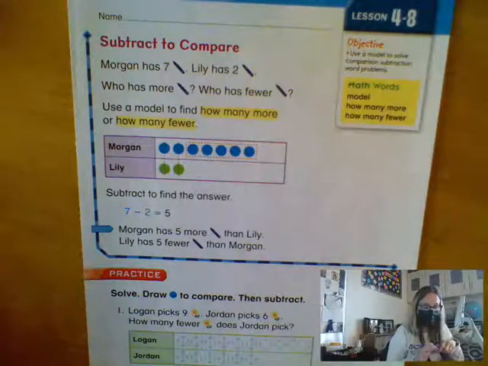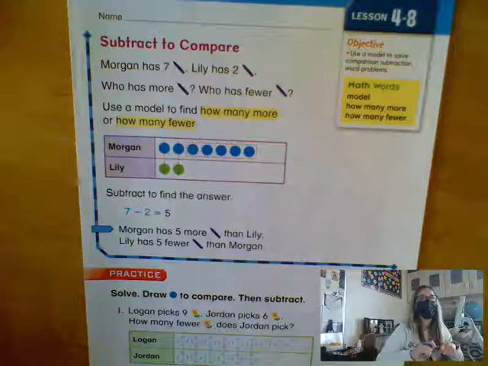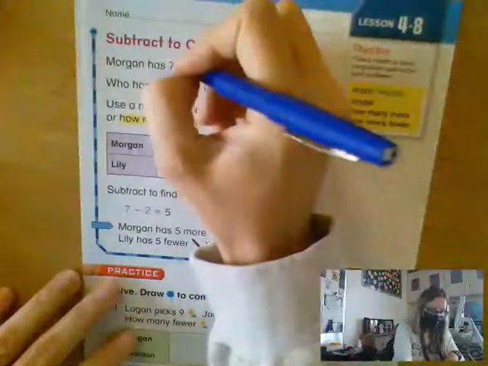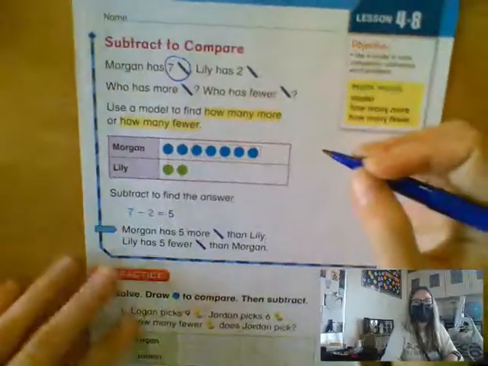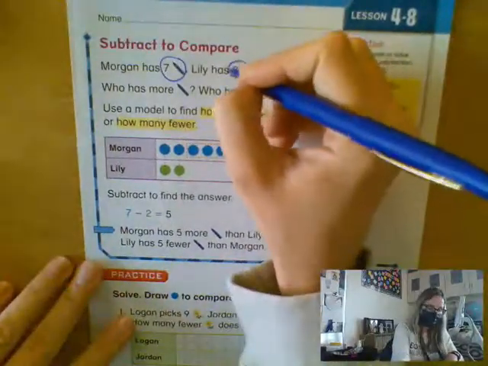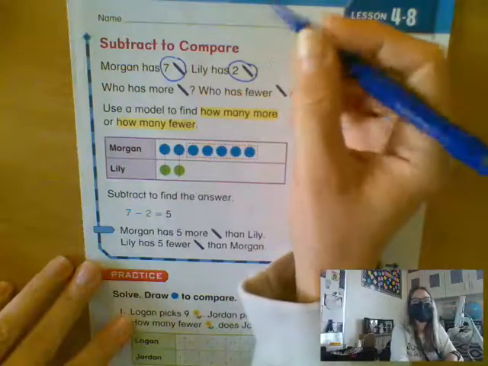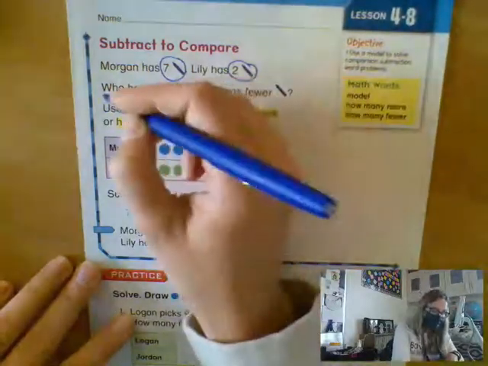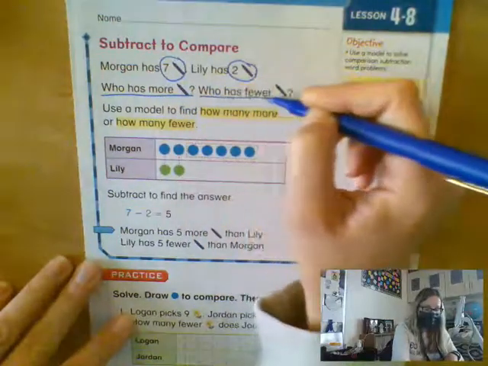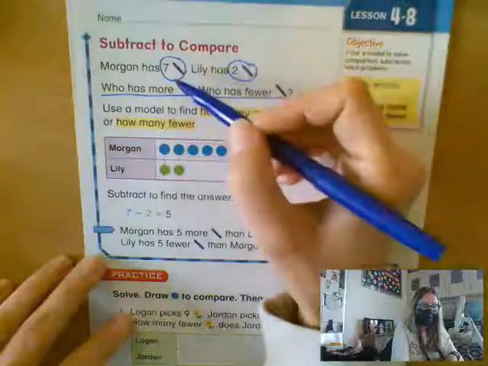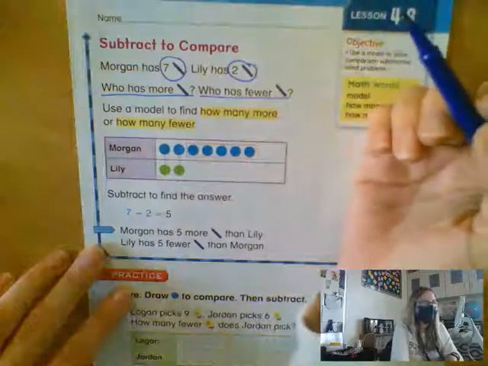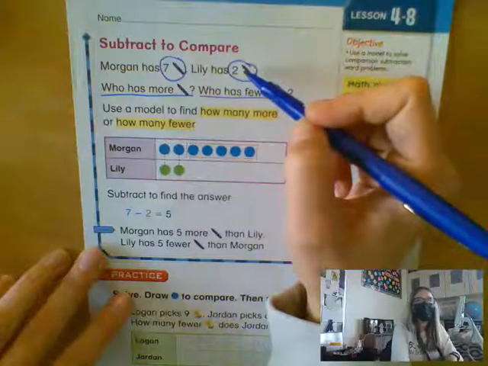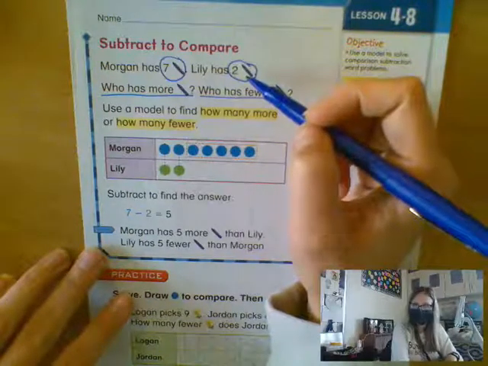It says Morgan has 7 crayons. So I want all of you to circle 7 crayons. And Lily only has 2 crayons. So circle 2 crayons. Sorry, Lily, you only have 2. The first question says, who has more crayons? Then it says, who has fewer? Well, we can tell that Morgan has more because it's a bigger number. We can tell that Lily has fewer because it's a smaller number.